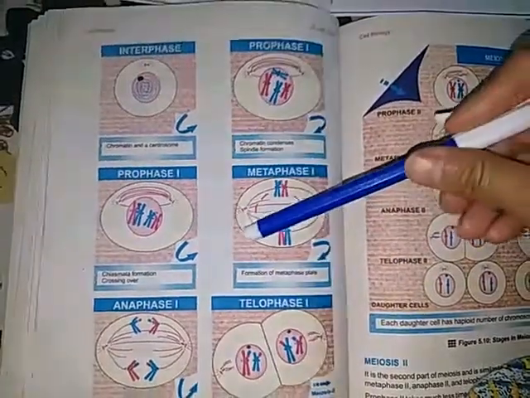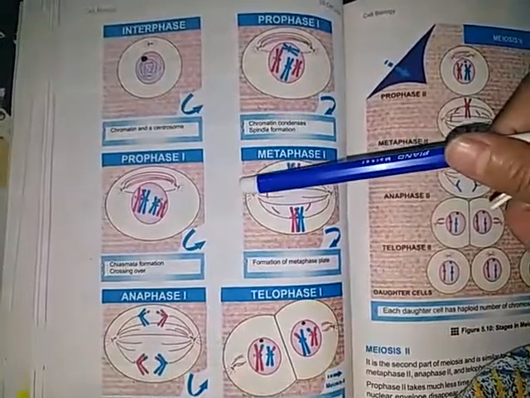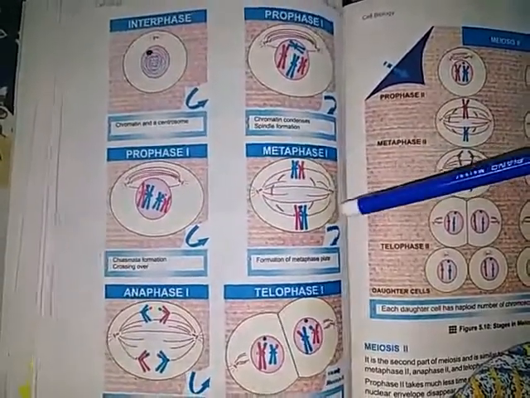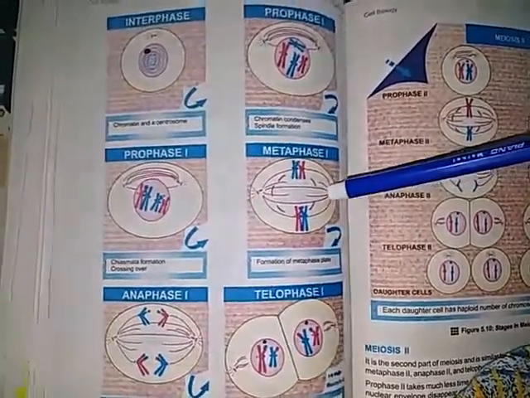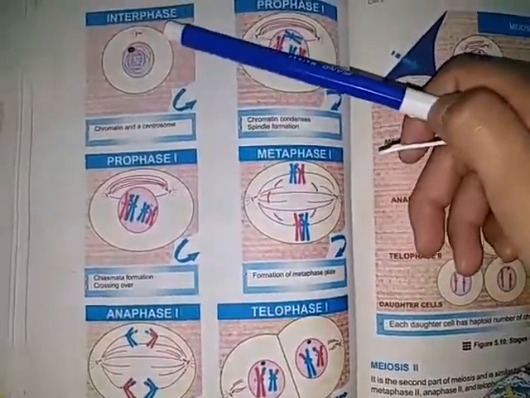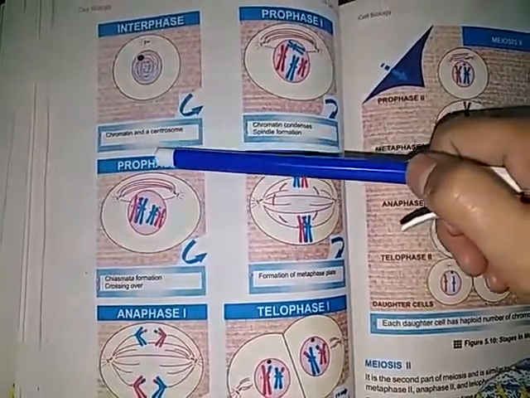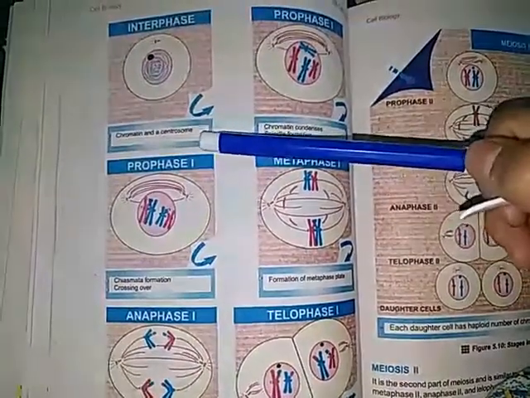Friends, now this diagram shows us about the meiosis. Meiosis consists of two phases, meiosis 1 and meiosis 2. As you know, in meiosis, the cell divides two times. So this one is the interphase. First one is interphase, in which the condensation of chromatin and the centrosome take place.